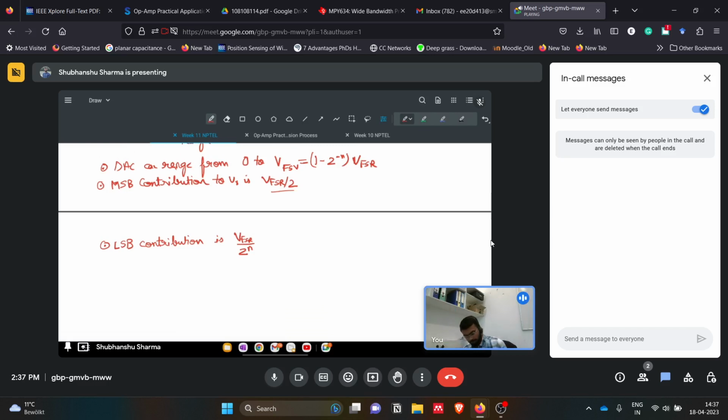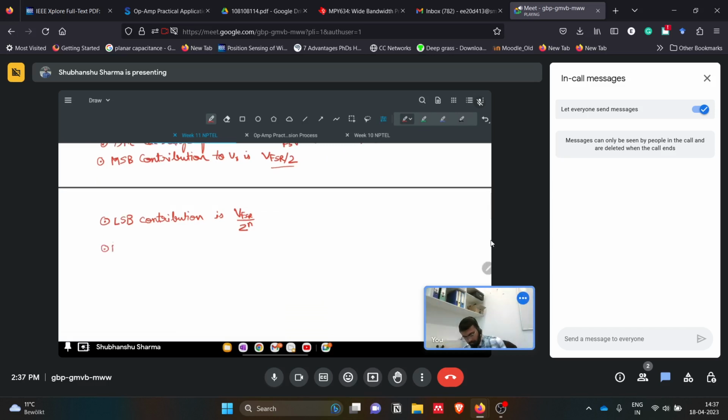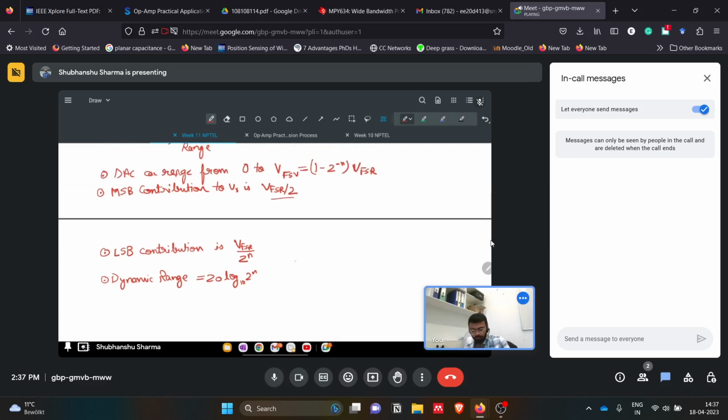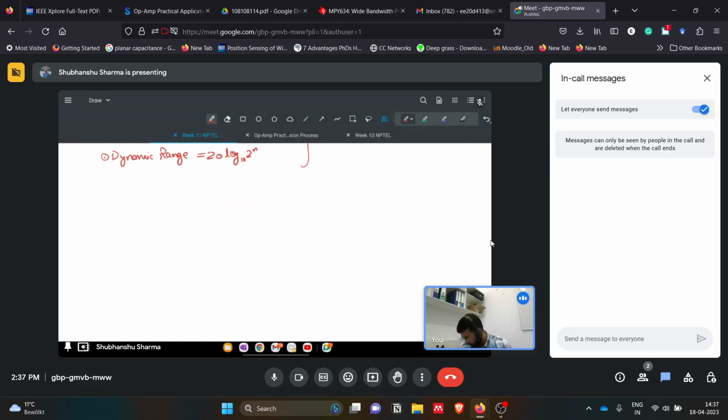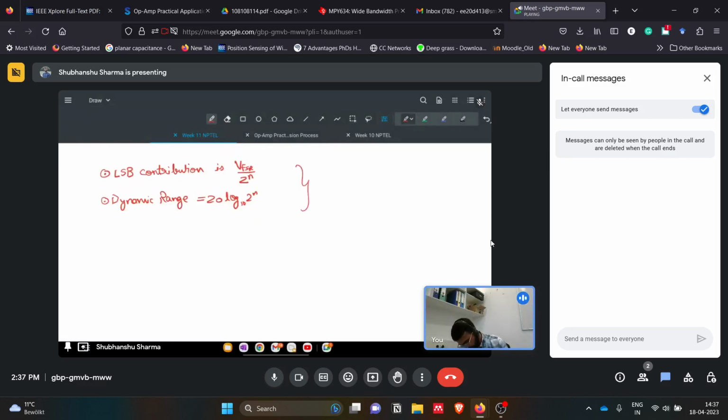Then we have dynamic range as 20 log, but these things are just for information, you should know some things about that. That's why I'm telling these things. Okay, so now, let's say we take an example of a 3-bit DAC.